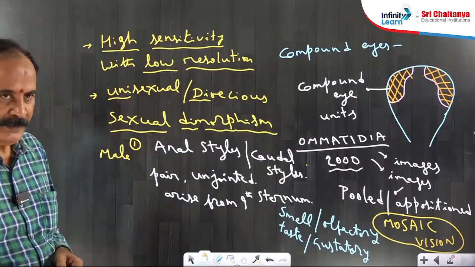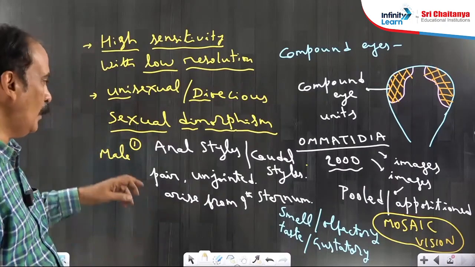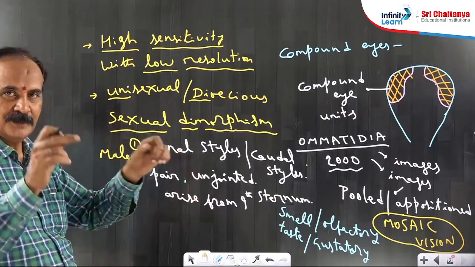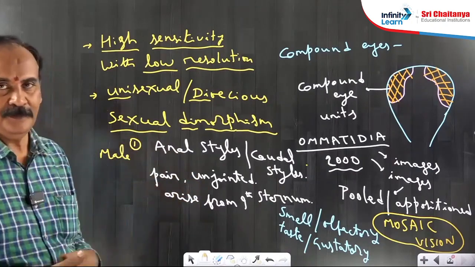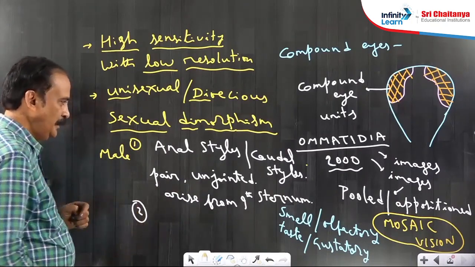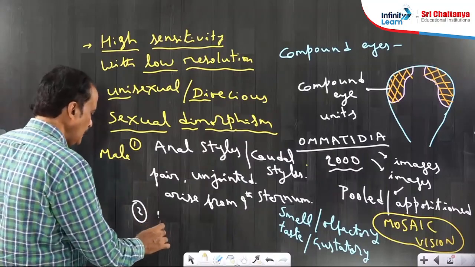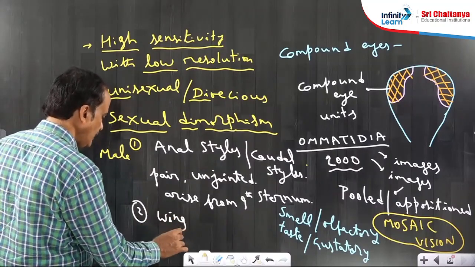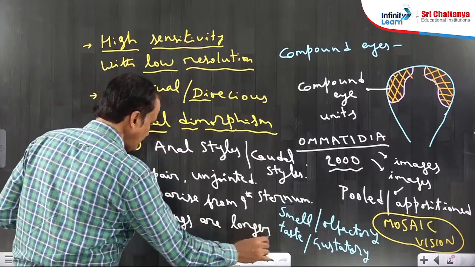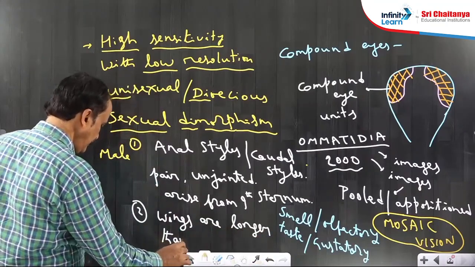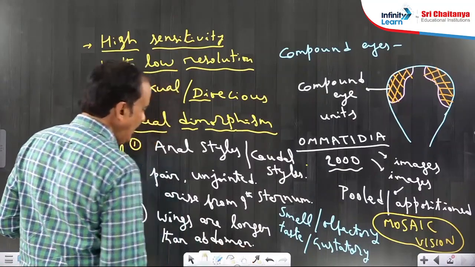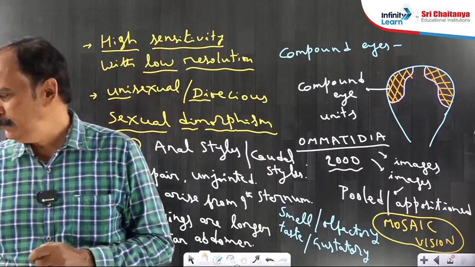Male cockroach is provided by a pair of anal styles or caudal styles, which are unjointed structures, and they are coming from the ninth sternum in the animal. And the second character that can distinguish from the female is wings. Wings are longer than abdomen. Wings in male cockroach, they are longer than abdomen.